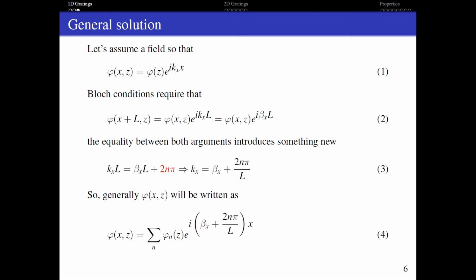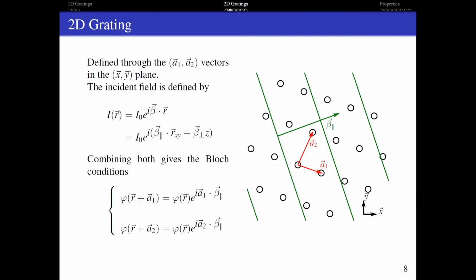Okay, now let's look at the 2D case. So now this is the top view of the problem in this case. So the grating itself is defined in the xy plane, and it is defined through two vectors, A1 and A2, which are going to define the basic cell of this grating.